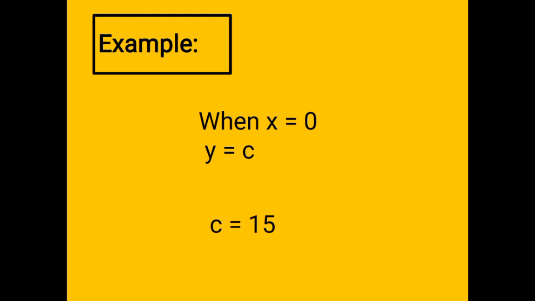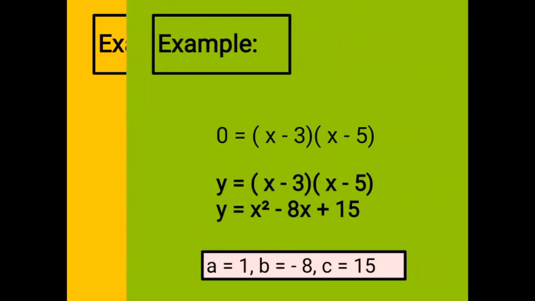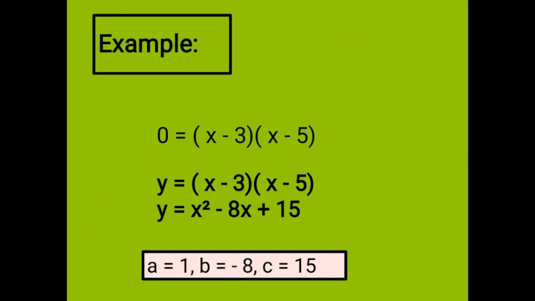When x equals 0, y equals c, so c equals 15. The graph crosses the x-axis at x equals 3 and x equals 5, so the factors must be (x minus 3) and (x minus 5). So, y equals (x minus 3)(x minus 5) gives us y equals x squared minus 8x plus 15. So, a equals 1, b equals minus 8 and c equals 15.